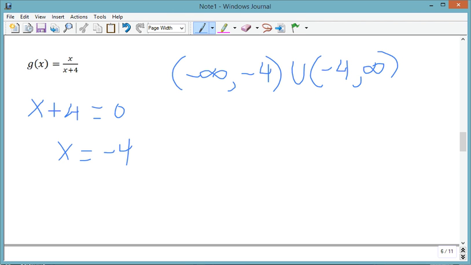Now, you may occasionally see this written in set builder notation, and we would write the set of all x such that x is not equal to negative 4. So that's how you would write the same domain in set builder notation. So we see it both ways. The majority of the time we're going to do it in interval notation.